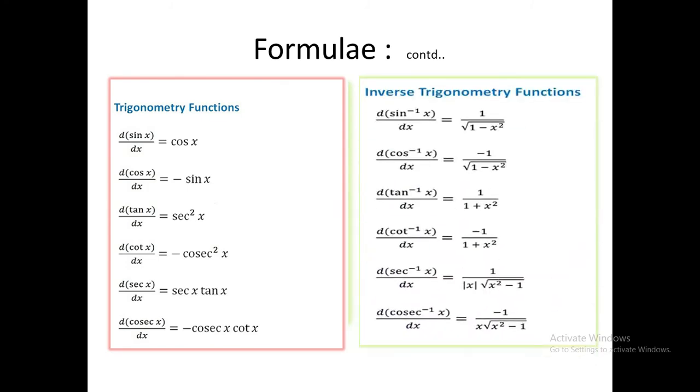Then there are inverse trigonometry functions. Sin inverse is 1 by root of 1 minus x square. Cos inverse is the same, just minus: minus 1 by root of 1 minus x square. Tan inverse is 1 by 1 plus x square. Cot inverse similarly is just minus 1 by 1 plus x square. Secant inverse is 1 by modulus of x into root of x square minus 1. Cosecant inverse similarly is minus 1 by modulus of x into root of x square minus 1.